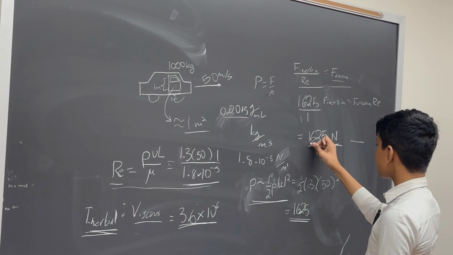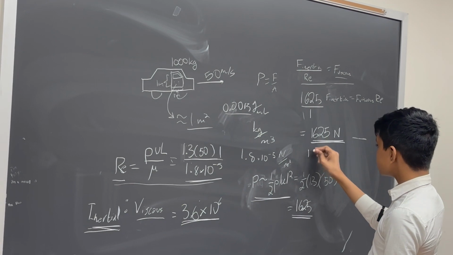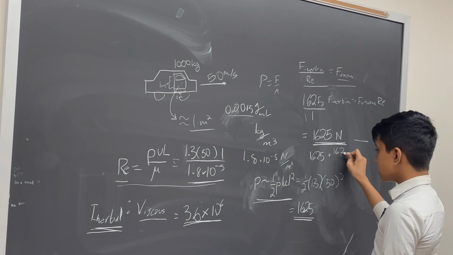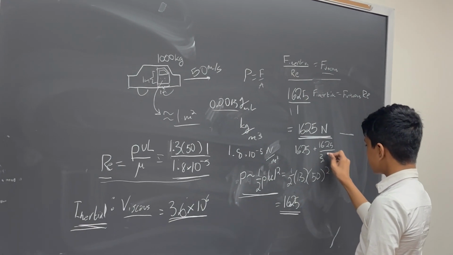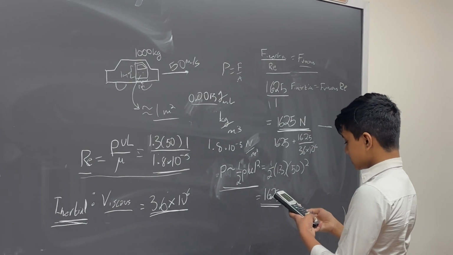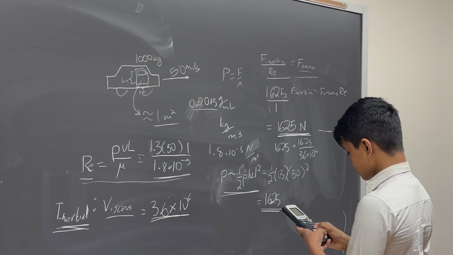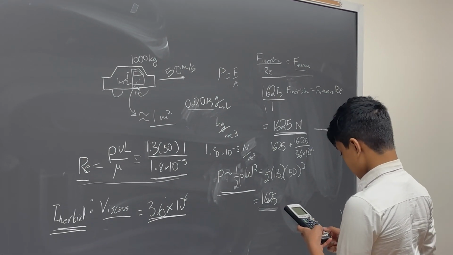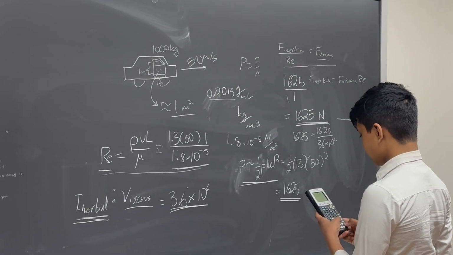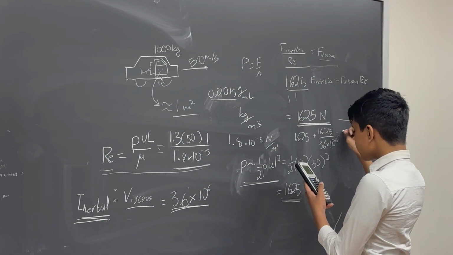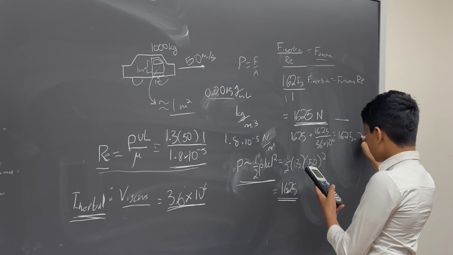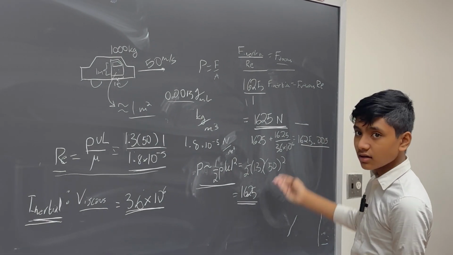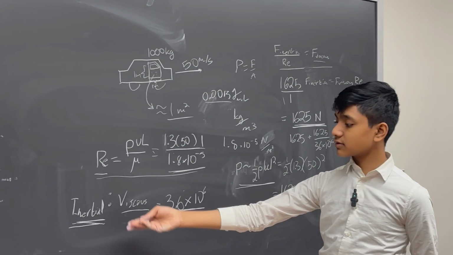So if you actually want to go through and calculate the total force, it's going to be that 1625 number plus 1625 divided by 3.6 times 10 to the 6, which gives us, well, it's not a very big number, 1625.005. So you can see the dominance of the inertial force as compared to the viscous force.